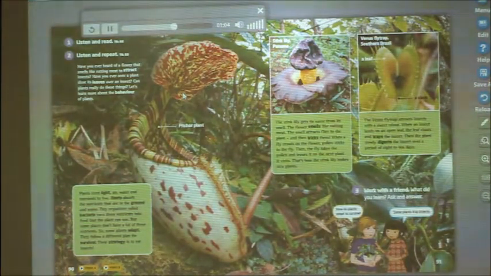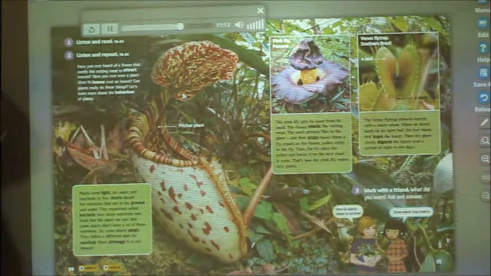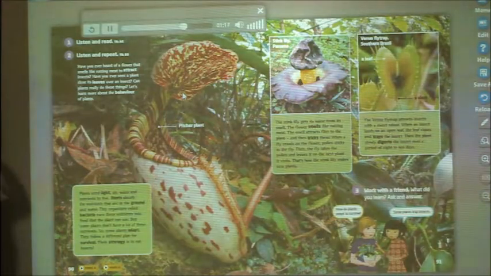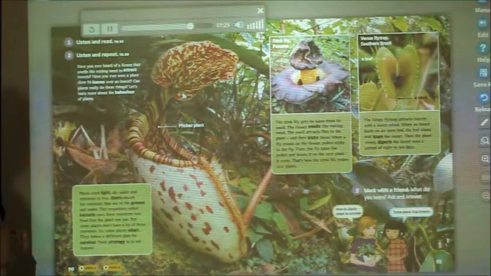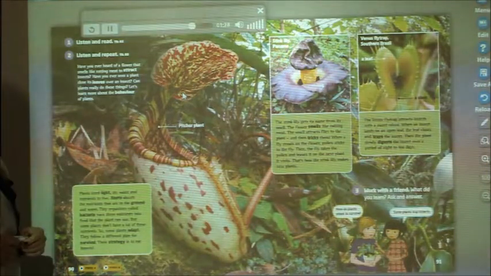The flower smells like rotting meat. The smell attracts flies to the plant and then tricks them. When a fly crawls on the flower, pollen sticks to the fly. Then the fly takes the pollen and leaves it on the next plant it visits. That's how the stink lily makes new plants.